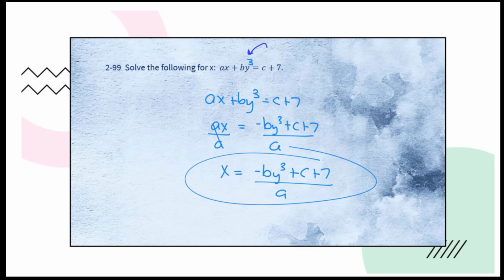The first thing I did was subtract by cubed, and you'll see that here. That gives me a over x, and then this negative by cubed plus c plus 7. Then I divided by a, and I could cancel it, and then I've got a over here. That takes it so that x is now alone, and that's represented by the equation on the right. Okay, that is 2-99, and moving on.